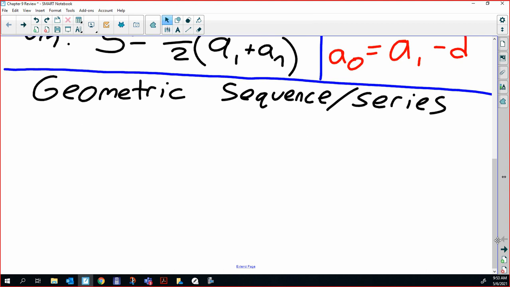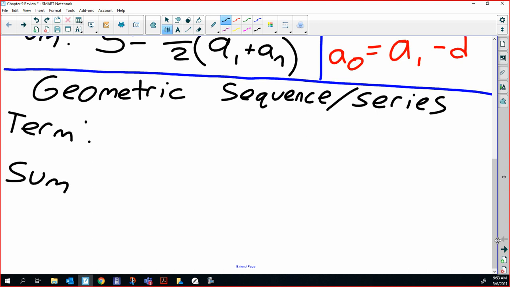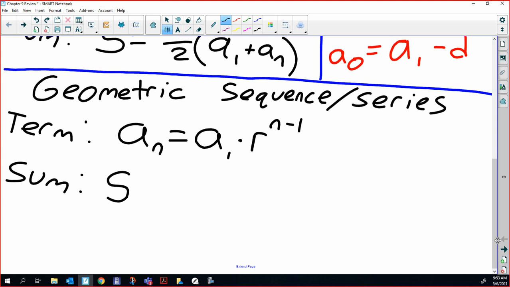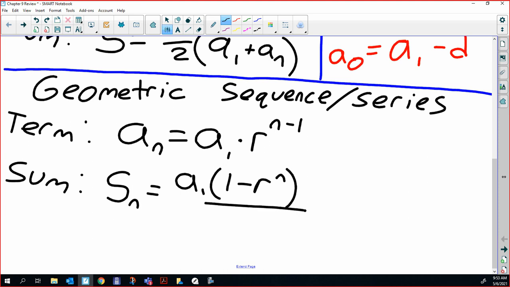So just like before, we have the equation for the term and the sum. Those are the first two formulas from yesterday. The term was a sub n equals a1 times r, and then the exponent is n minus 1. And then we had that sum formula, which was kind of complicated. A1 times 1 minus r to the n over 1 minus r.